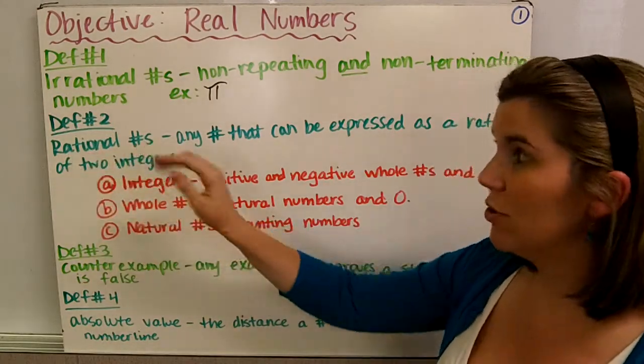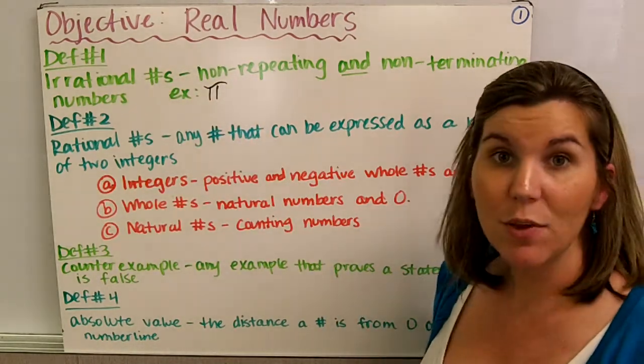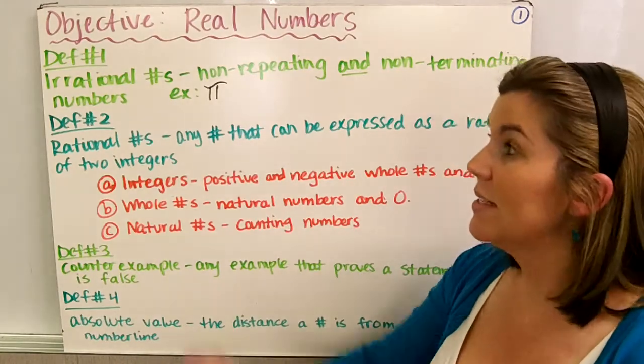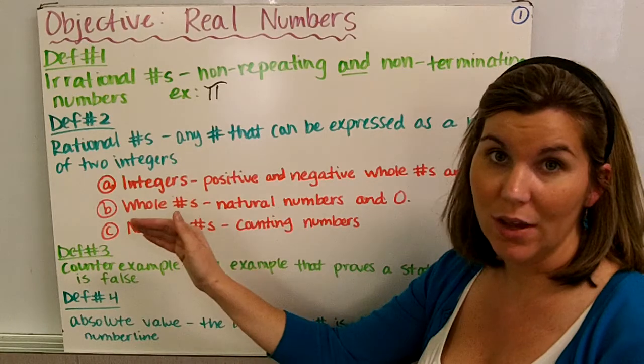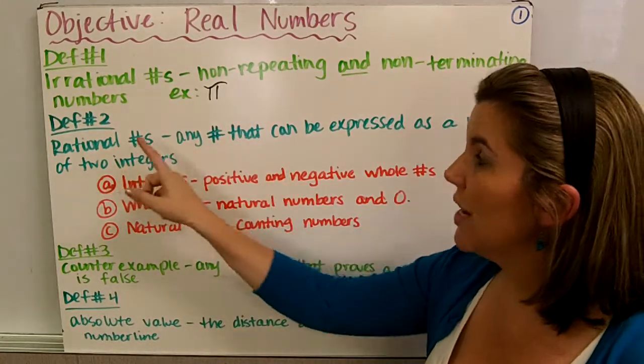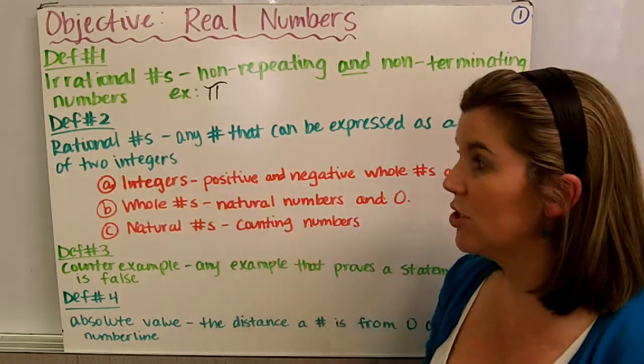Definition number 2, rational numbers. These are the opposite of irrational numbers. So if you have a real number, it is either irrational or rational. It has to be one or the other. A rational number is any number that can be expressed as a ratio of two integers.